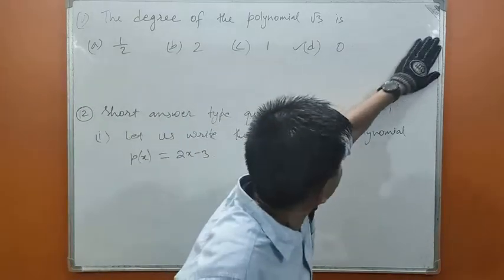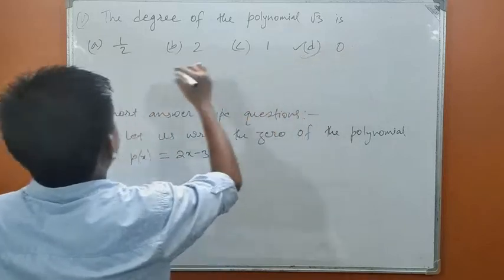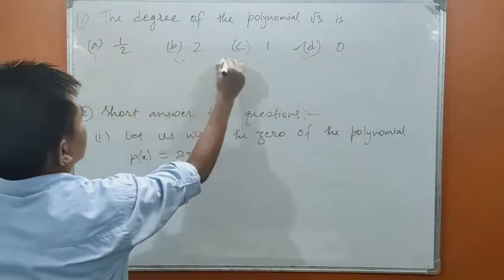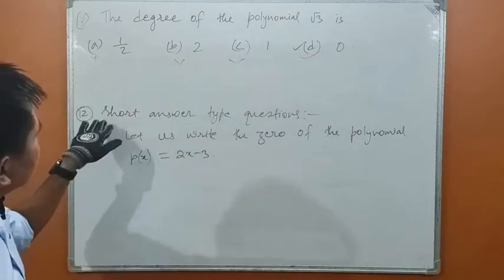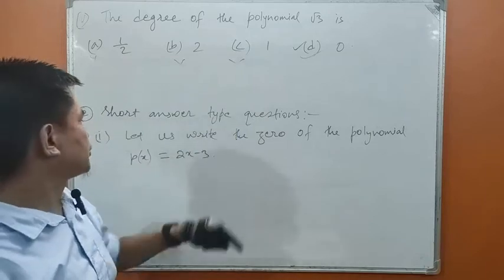Okay, now let us move on to the next question. This is the correct option. This cannot be the option. These 3 also cannot be the option. Let's move on to question number 12, short answer type questions.